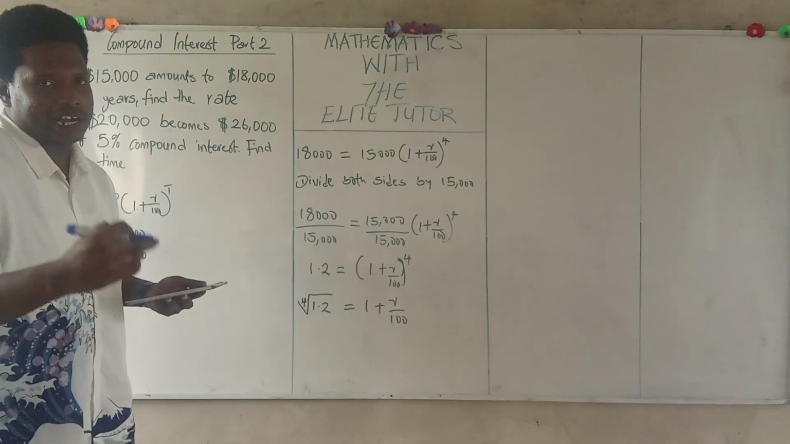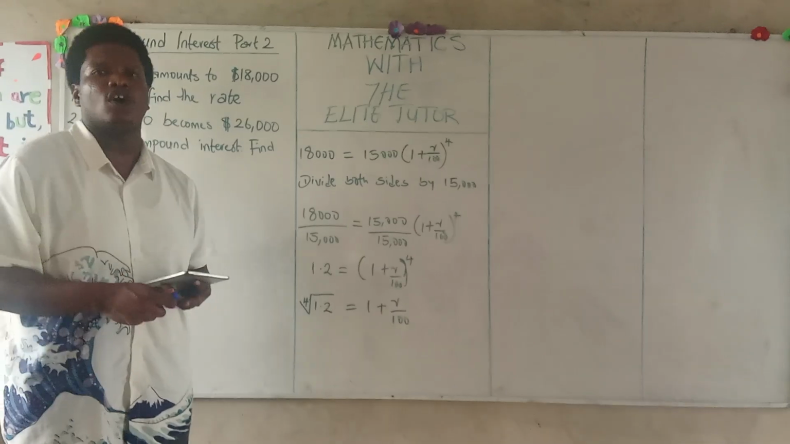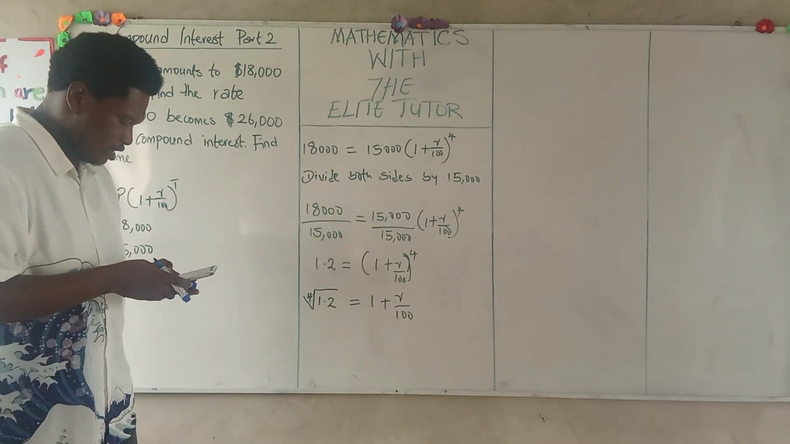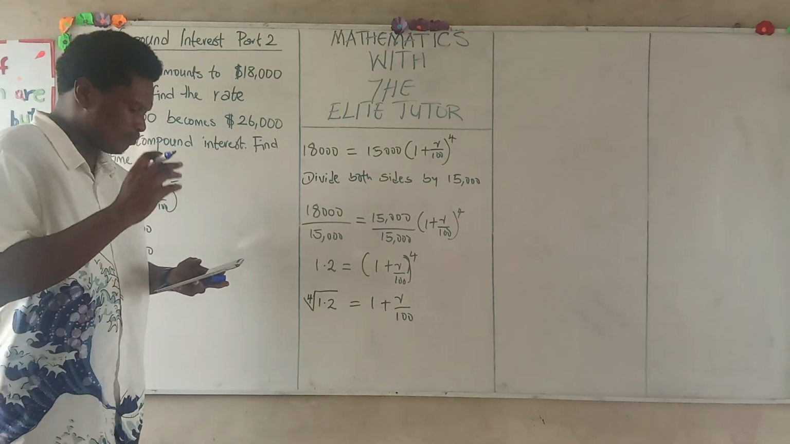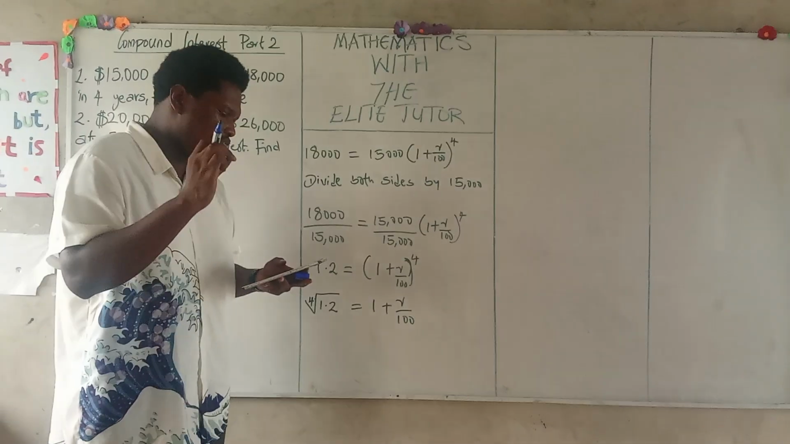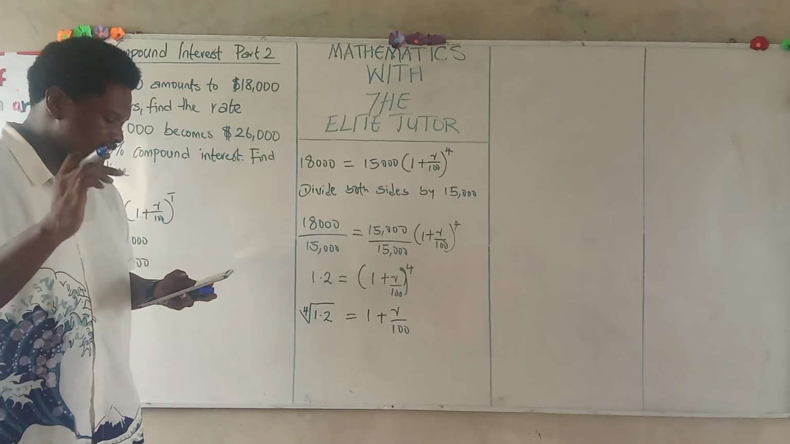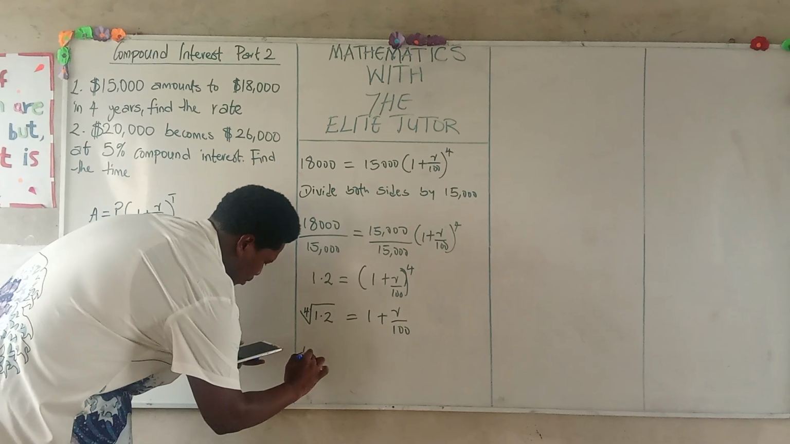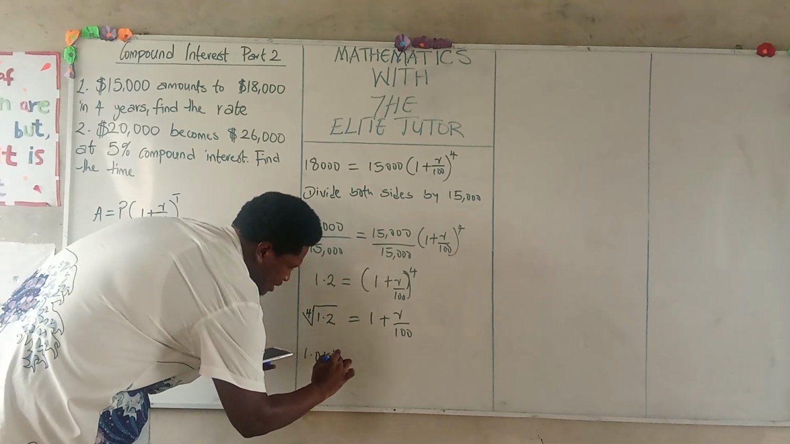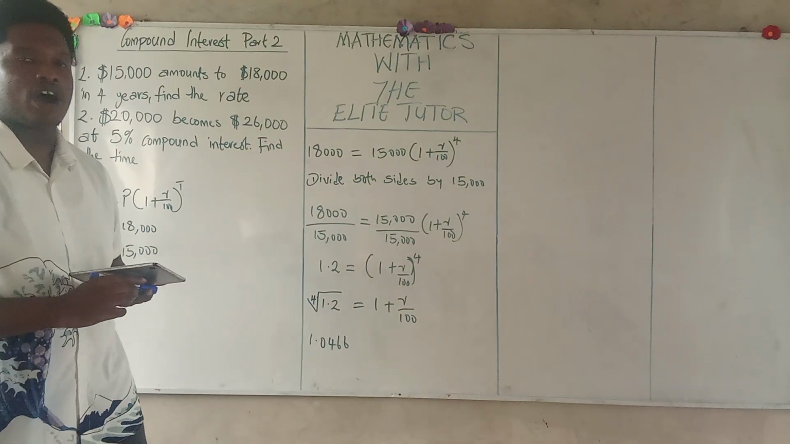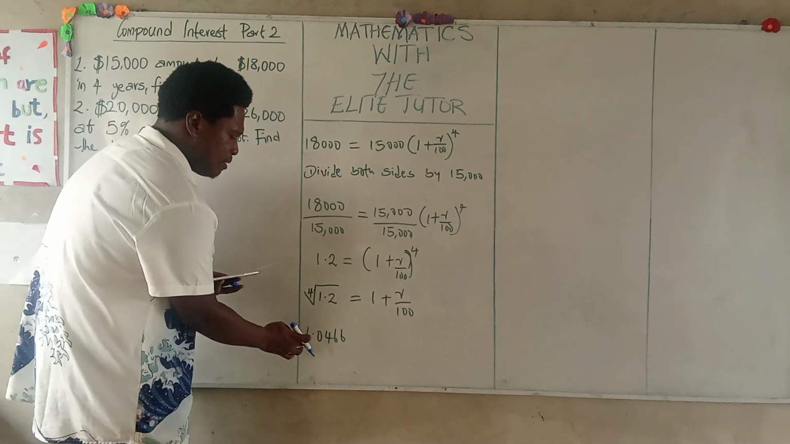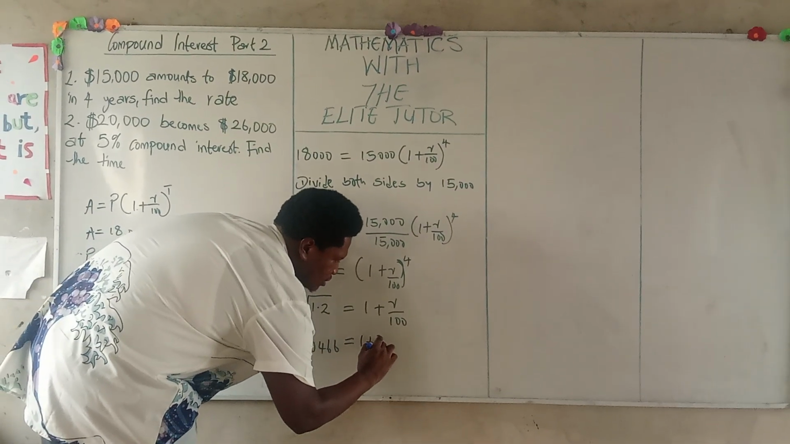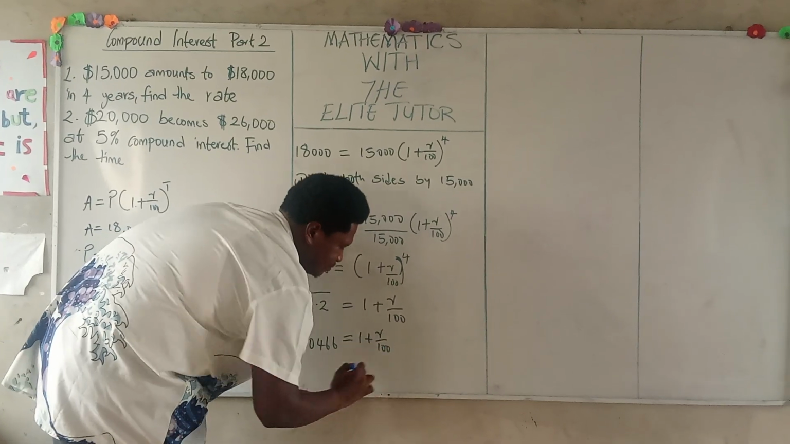So let's confirm from our calculator, what is the fourth root of 1.2? If we confirm from our calculator, the fourth root of 1.2 gives us 1.0466. So that's the fourth root of 1.2. So we have that 1.0466 is equal to 1 plus r over 100.